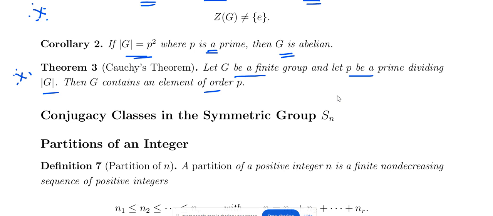If G is a finite group and a prime number P divides the number of elements, that is, the order of G, then G contains an element of order P. That means it has an element of order P. Okay, that is the idea.